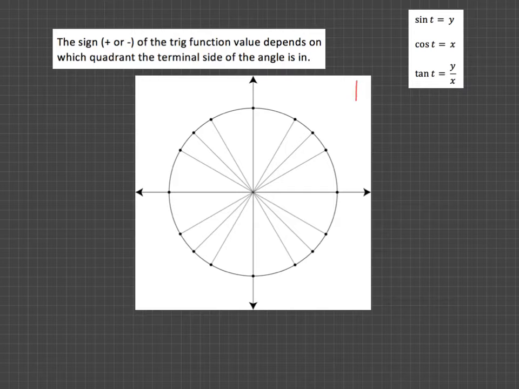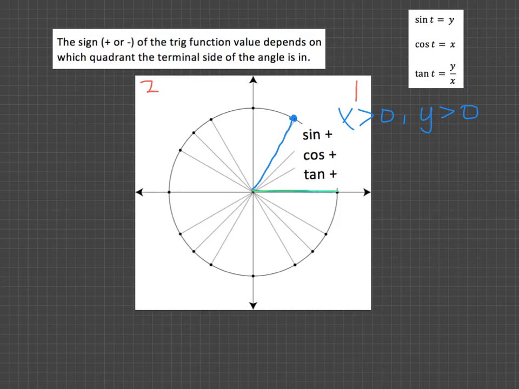If we start with quadrant 1, we look at an angle that has terminal side in quadrant 1. The terminal side intersects the unit circle at that point. Well, we know that both the x value and the y value are positive. Both are greater than 0. X and y determine those cosine and sine and tangent values. We are only going to have positive trig function values in quadrant 1. All right, let's look at quadrant 2.